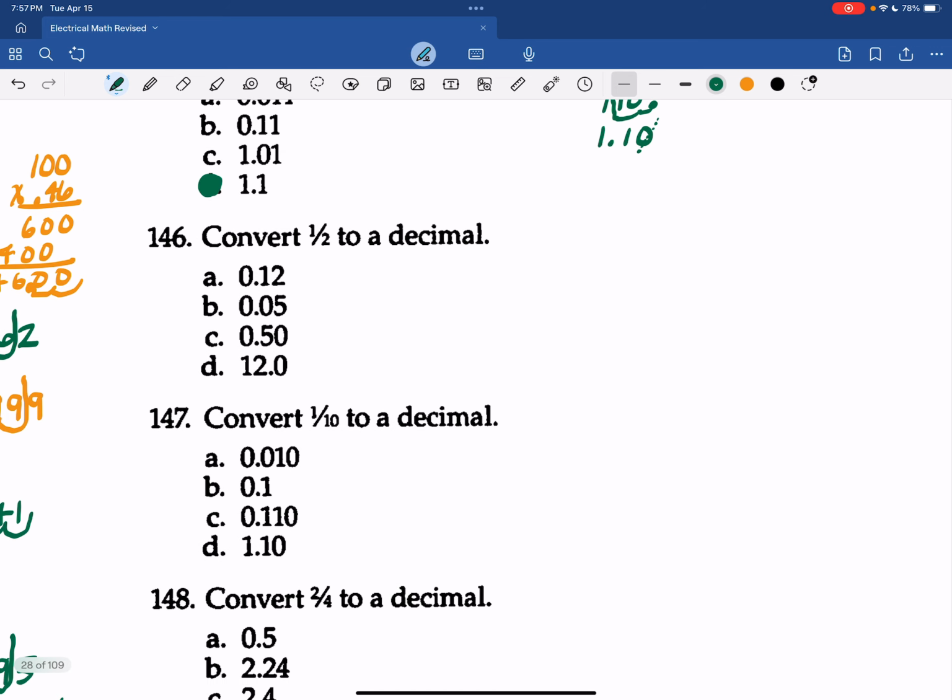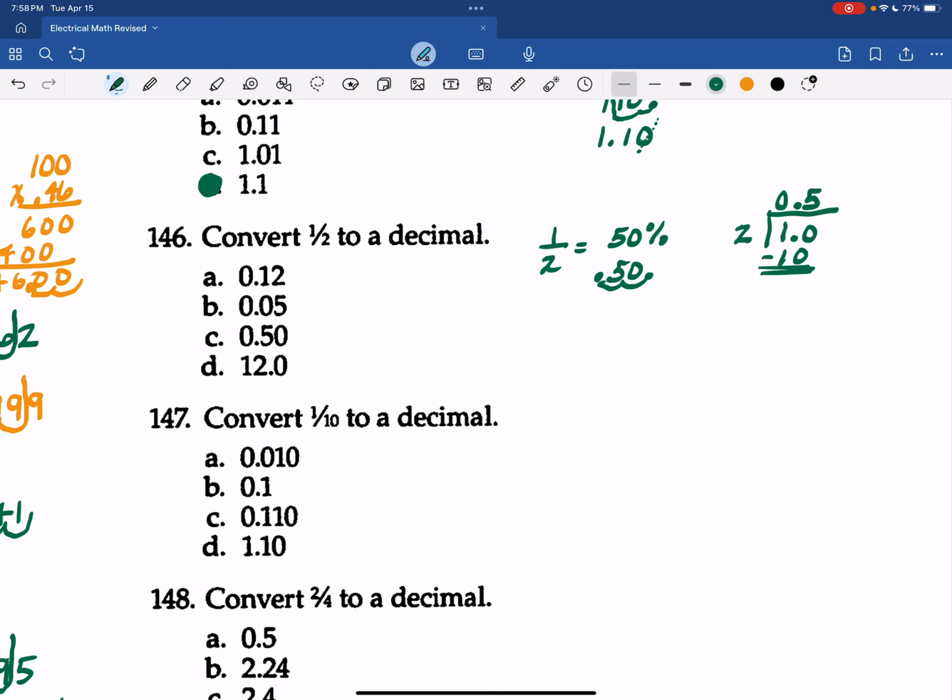Convert 1/2 to a decimal. Hopefully you know that 1/2 is 0.5. If you don't, there are a couple of ways you can look at this one. If you know that 1/2 is 50%, then you can take that 50, replace that decimal there, and move it back. You can also do 1 divided by 2. So that's 5.